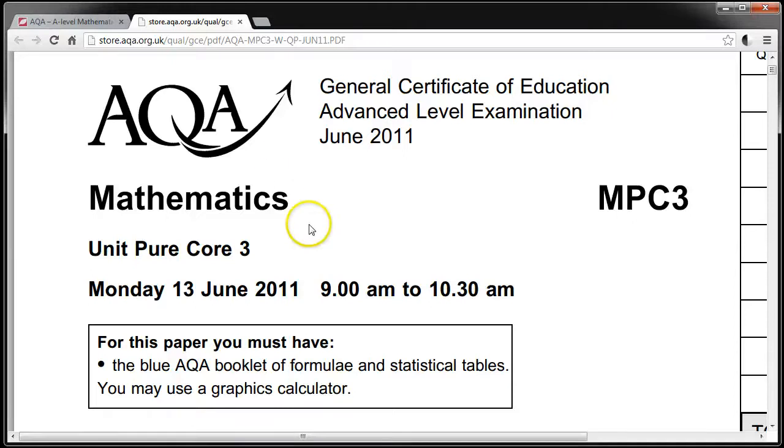Okay then guys, let's have a little look at this paper. It's a C3 paper for the AQA examination board for June 2011. Let's have a quick look through the paper to try and simulate the thought processes one might go through if one was doing this actual exam.